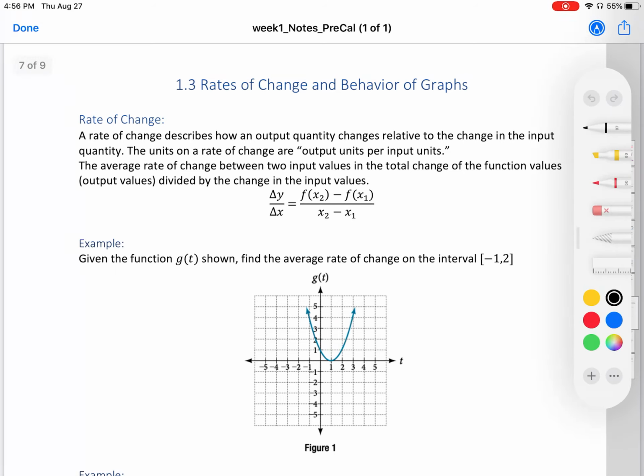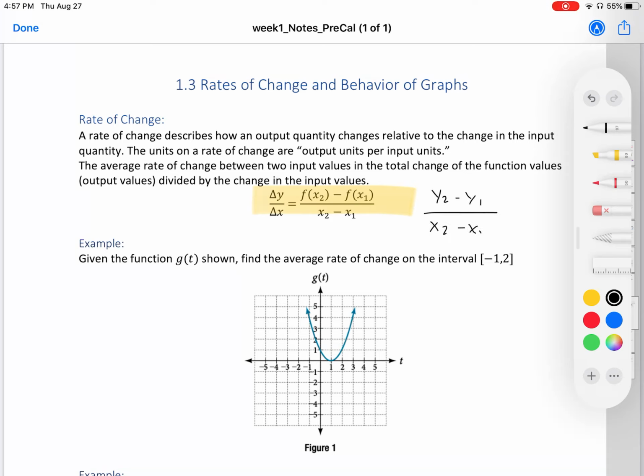So we have this formula. And really, don't let it intimidate you. It's pretty much your slope, right? Where f of x2 is your y2, and f of x1 is your y1. So y2 minus y1 over x2 minus x1.